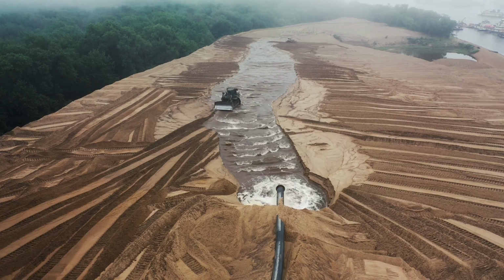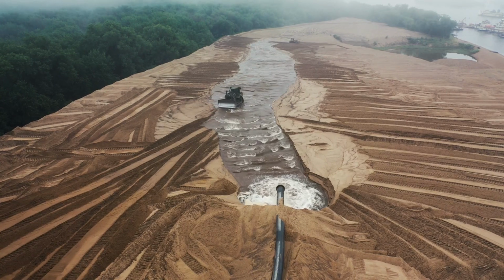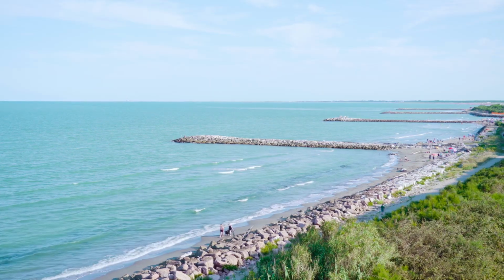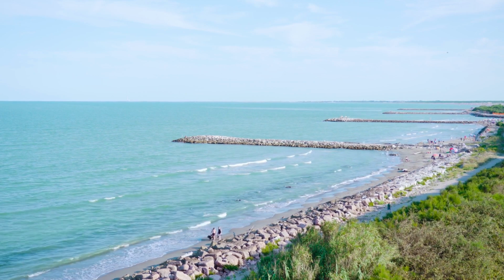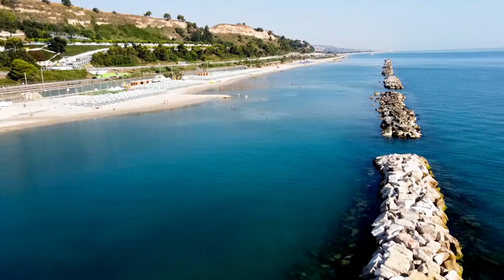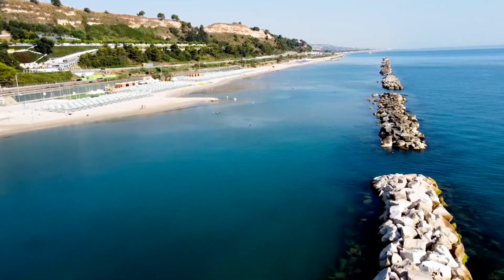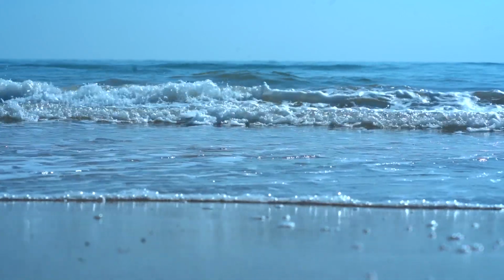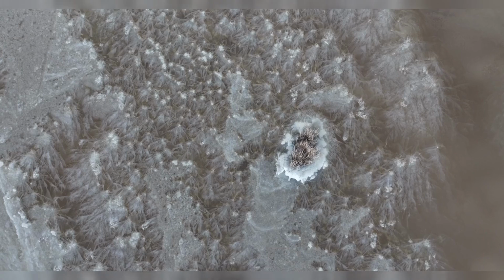Planting vegetation, such as grasses and shrubs, along the shoreline. The roots of these plants help to bind the soil, reducing erosion and stabilizing the coastline. Vegetation is a natural and low-cost method of erosion control, but it can take time to establish and may not be sufficient in areas with very high wave energy.